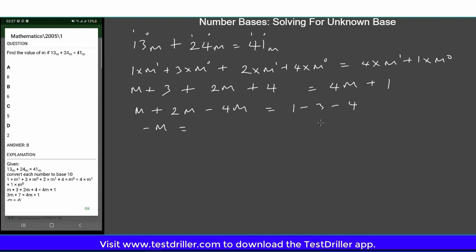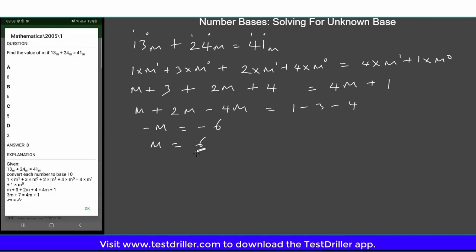Then here you have 1 minus 3, that gives you minus 2. Then minus 2 minus 4, that gives you minus 6. So we can simply say, if you multiply both sides by minus 1, you're going to get m equals 6, right? So the value of m is 6. So m actually is 6. So the correct answer here is option B.